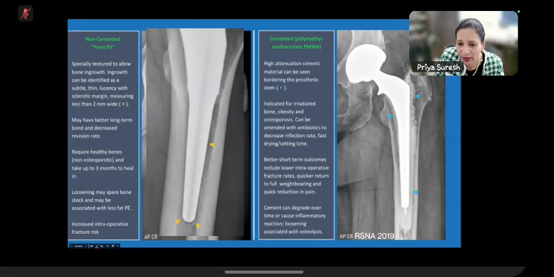But the cement can degrade, and it can cause inflammatory reaction, it can cause loosening, and that's why you can get osteolysis around it. Okay, and sometimes you get lucency at the bone and cement interface. So that is acceptable, the bone and cement interface.